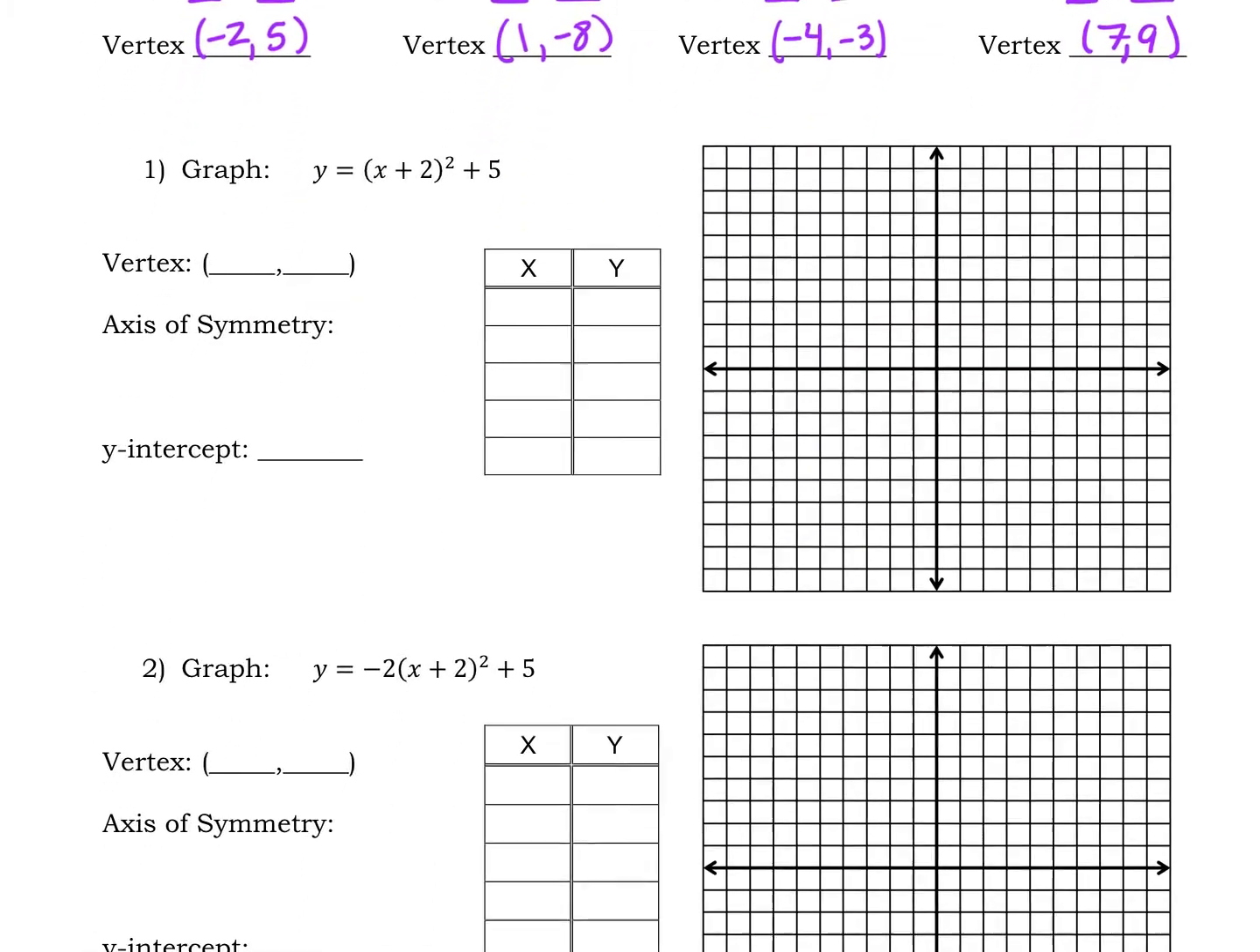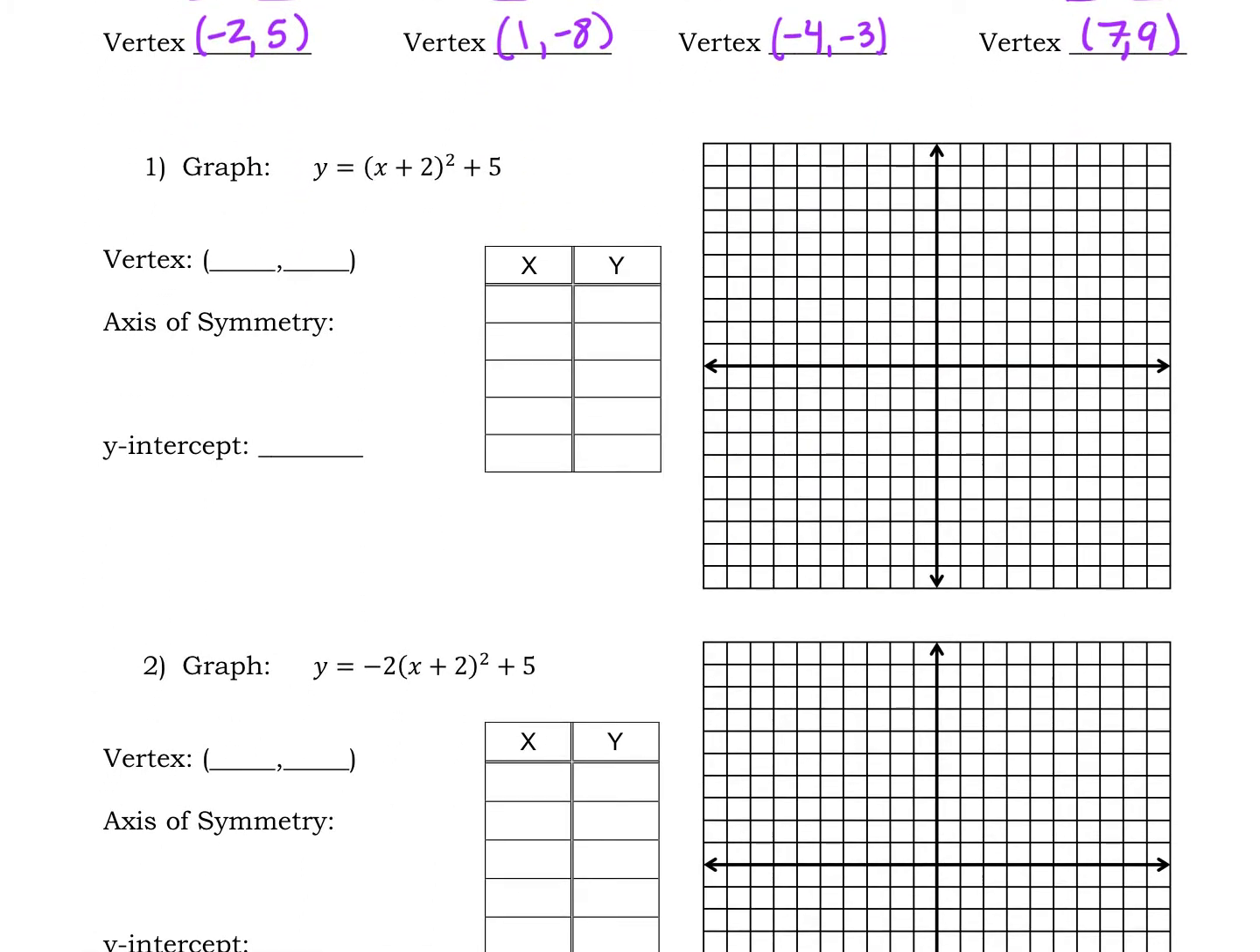So now, how does this help us graph? Well, the first thing we need to do is identify the vertex. So again, opposite, same, so (-2, 5). So we're going to plot that point, (-2, 5).